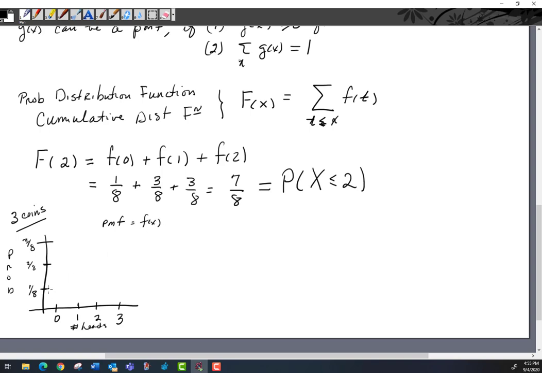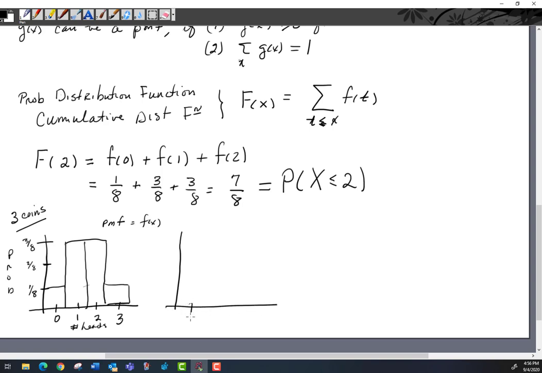So if we're going to do a histogram for the probability mass function f of x, it would look like this. So these bars are of width 1, and the height is the probability that the value occurs. Now, that is just traditional. We always, or often anyway, draw those probability mass function histograms that way.